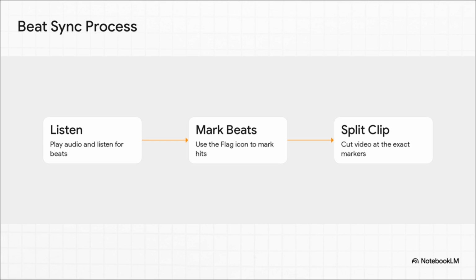Oh, one vital piece of advice though. If you notice two beats that are grouped incredibly close together, just ignore the first one. Seriously. Rapid fire cuts that are too close together just look messy and chaotic, so always give your viewers' eyes a tiny bit of breathing room.